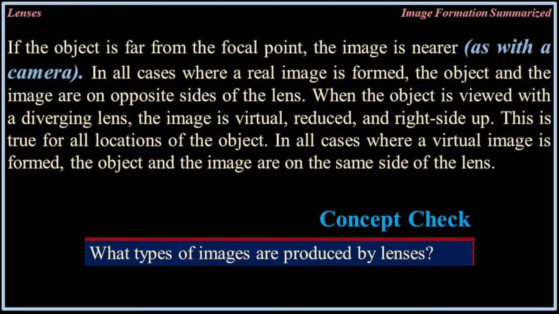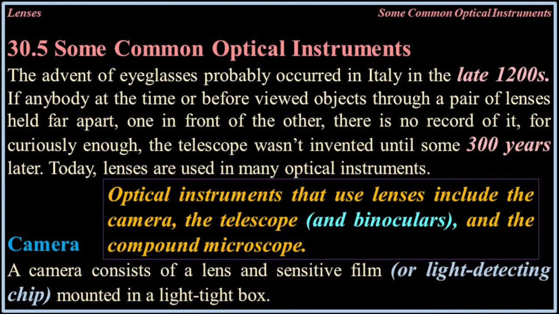In all cases where a real image is formed, the object and the image are on opposite sides of the lens. When the object is viewed with a diverging lens, the image is virtual, reduced, and right side up. This is true for all locations of the object. In all cases where a virtual image is formed, the object and the image are on the same side of the lens. Concept check. What types of images are produced by lenses?